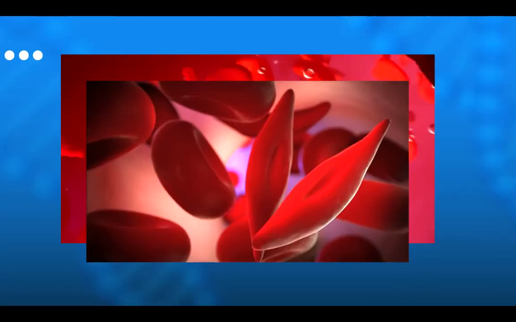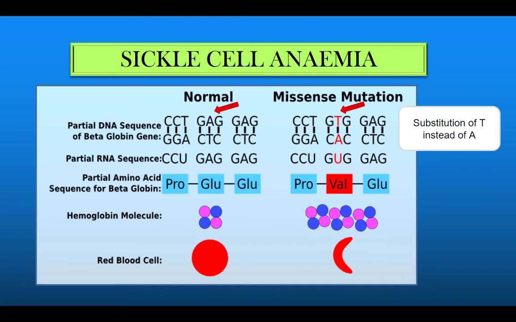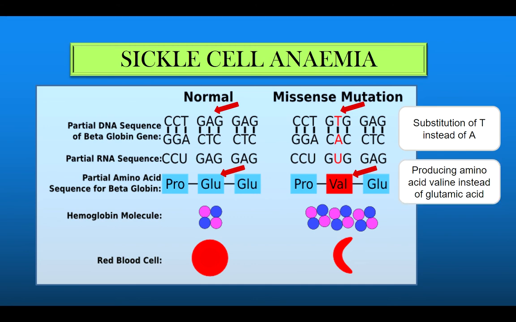In sickle cell anemia, the substitution of T instead of A in the DNA sequence will change the amino acid produced. Amino acid valine is produced instead of glutamic acid. As a result, the shape of red blood cell changes from biconcave to sickle shape.